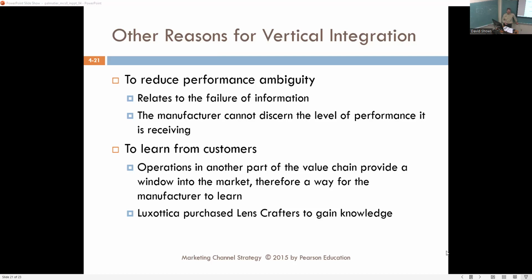Another reason, going along with performance ambiguity, is you want to learn from your customers. Your customers can be a very key component to your success if you know what you're doing right and know how to correct what's wrong. And as you integrate downward, you also gain valuable information, a window into your own markets, and a way for the manufacturer to consider new things that they may not have considered before.